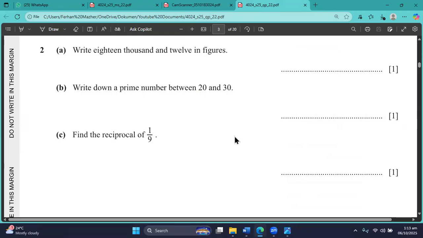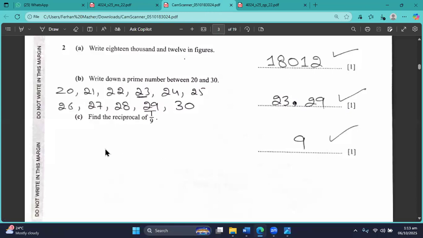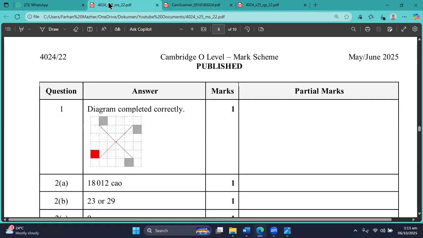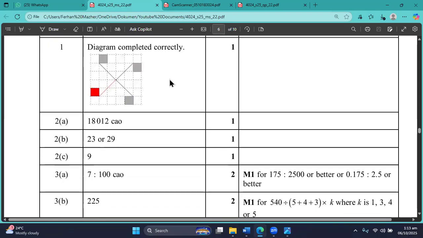and 30. We have to find the prime number. This is the list from 20 to 30: 20, 21, 22, 23, 24, 25, 26, 27, 28, 29. The prime numbers are 23 and 29. So these are the 2 prime numbers. This is question number 2, part B.